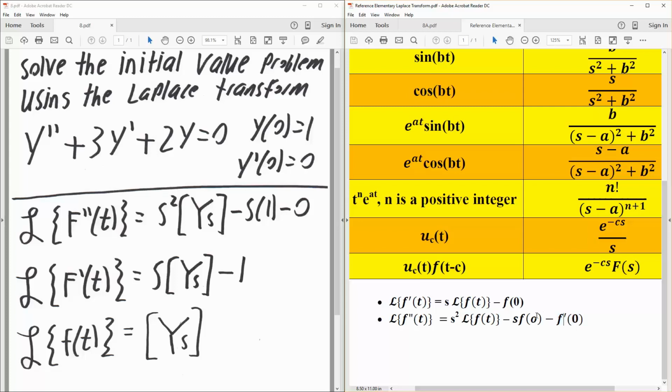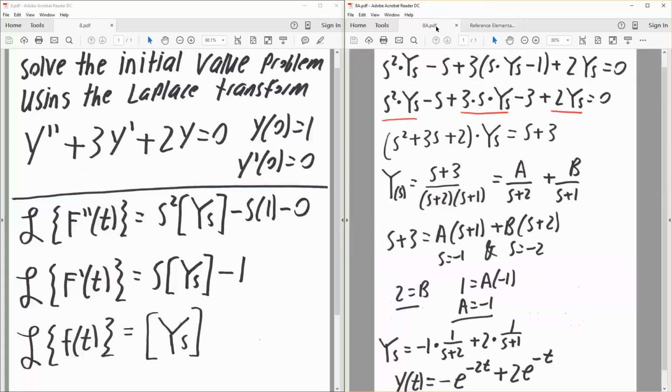Next we'll do the Laplace of f'(t). That's going to be s times bracket Y(s) minus f(0). Here y(0) is equal to 1, so minus 1. And the last one, it's not on here, but we need to know it anyways. The Laplace of f(t) is just going to be bracket Y(s), like this.